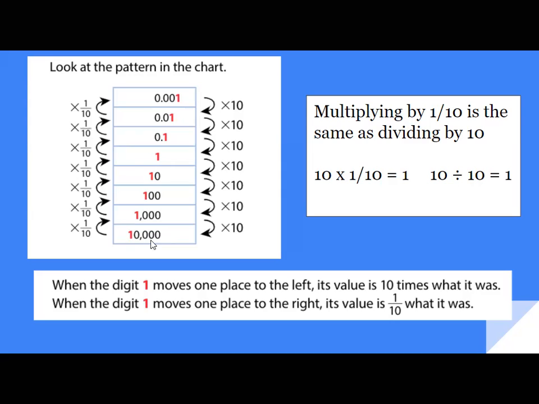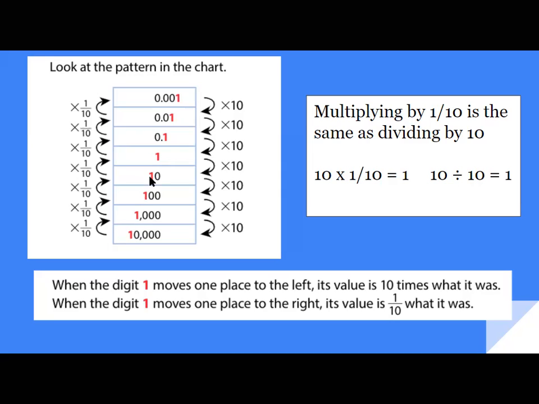Well, if we go the other way, if we start with 10,000 and we multiply by 1/10, 10,000 times 1/10 would equal 1,000. 1,000 times 1/10 is 100. 100 times 1/10 is 10. 10 times 1/10 is 1. 1 times 1/10 is 1/10. 1/10 times 1/10 is 1/100. And 1/100 times 1/10 is 1/1,000.